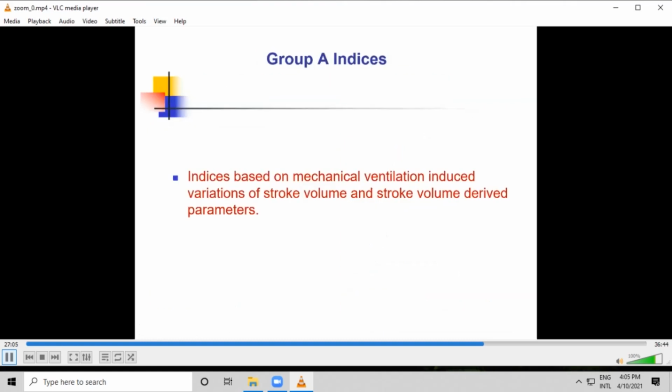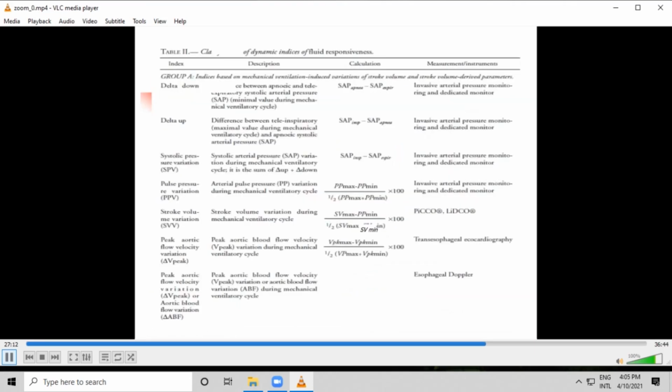So coming to these group A indices, which are based on mechanical ventilation induced variations of stroke volume and stroke volume derived parameters. What is delta down? It is the difference between the apneic and the end-expiratory systolic arterial pressure. Systolic arterial pressure apnea minus systolic arterial pressure expiration. Delta up is the difference between systolic arterial pressure at inspiration minus the systolic arterial pressure at apnea level. And systolic pressure variation is systolic arterial pressure inspiration minus systolic arterial pressure expiration.